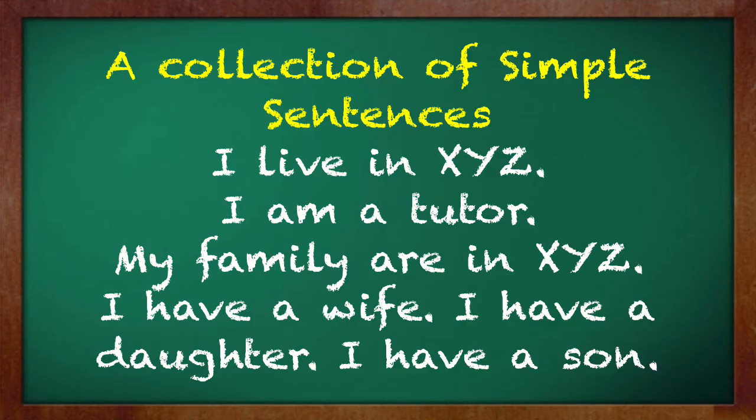But what if a piece of work is made up of simple sentences? Example, I live in XYZ. I am a tutor. My family are in XYZ. I have a wife, I have a daughter, I have a son. The sentence constructions are boring, abrupt, and immature. We will see how to fix them in the rest of this tutorial.